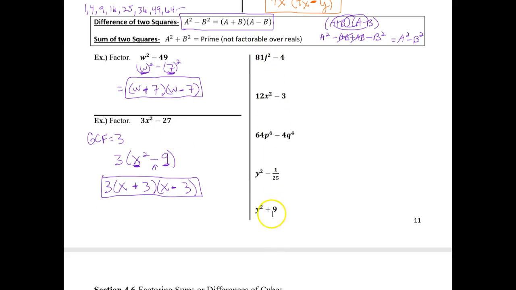Go ahead and try all the ones on the right. Also keeping in mind, notice here that the sum of two squares is prime. It's not factorable. So I didn't do an example of that. But basically, if you have the same thing but a plus in the middle, it is not factorable. And we'll talk a little bit more about that in a minute.